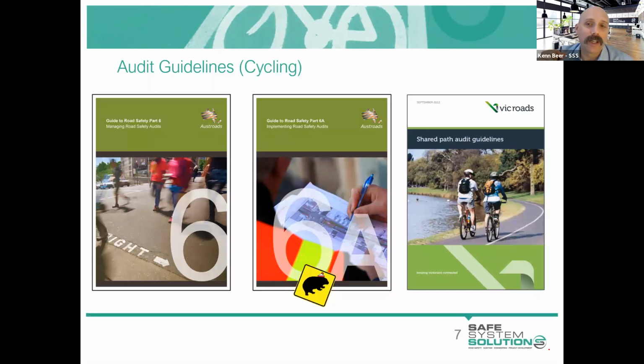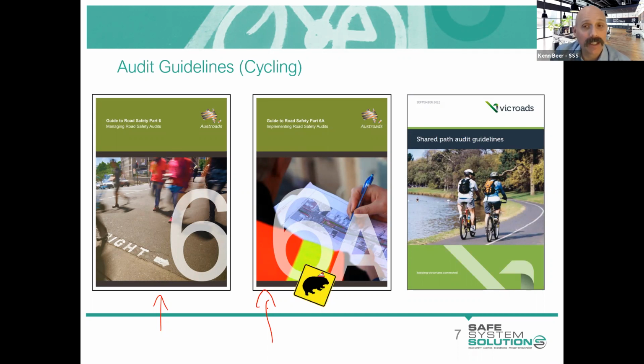Okay, let's have a look at where some of this information is, and then we'll delve into some of that information. So the Austroads guides that you've been provided, the Guide to Road Safety Part 6 and Part 6A, managing road safety audits and implementing road safety audits. So this one and this one. They provide some information about cyclists when you're doing audits.